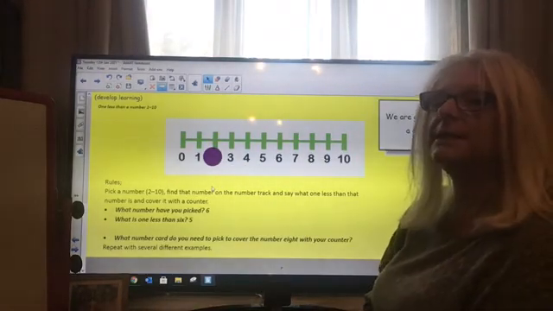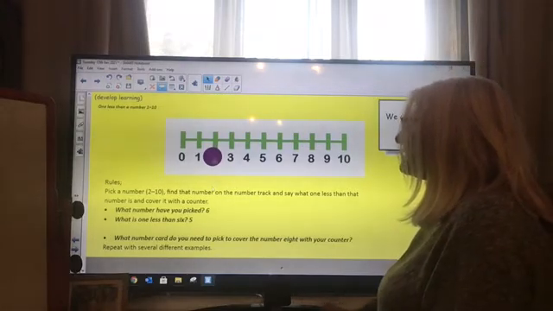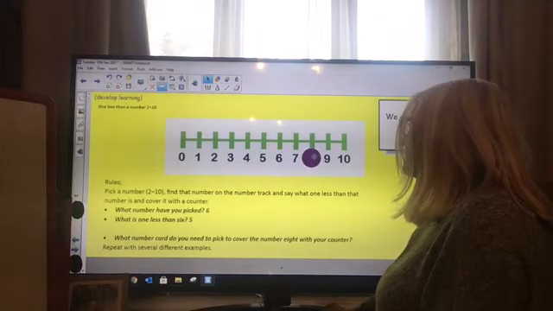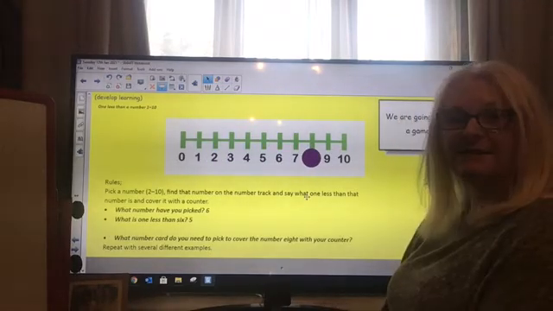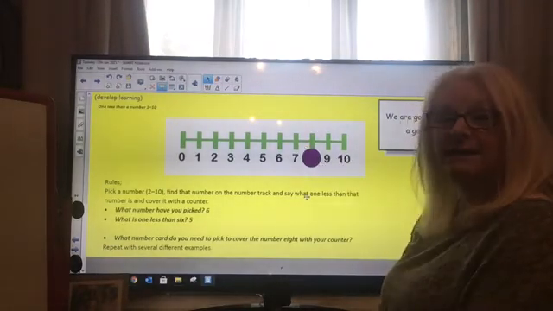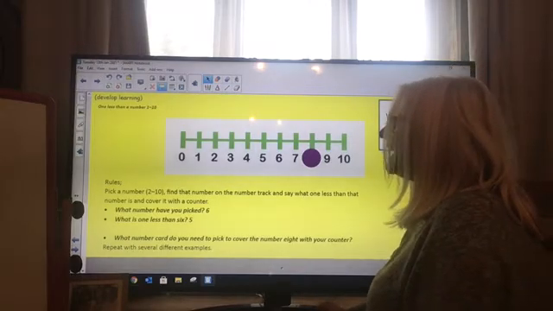I'm going to choose number 9 this time. So the number that is 1 less than 9. There it is. Number 8. There's 9. 1 less than 9 is number 8. Good job. Have a little game of that at home.